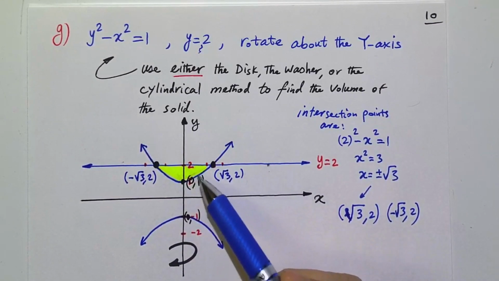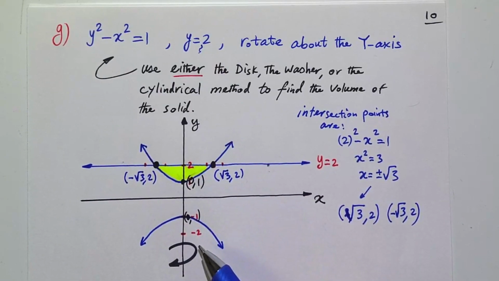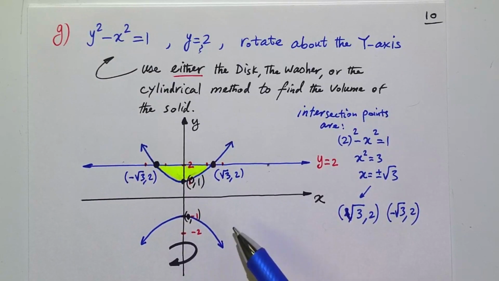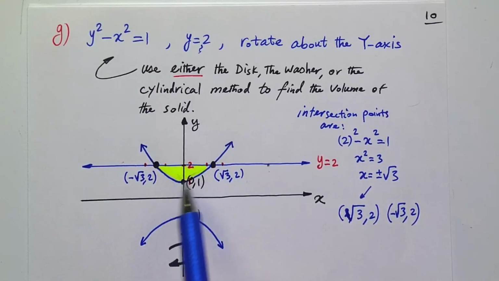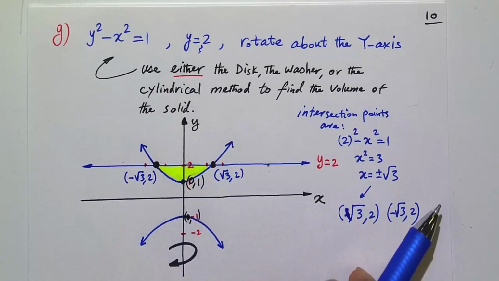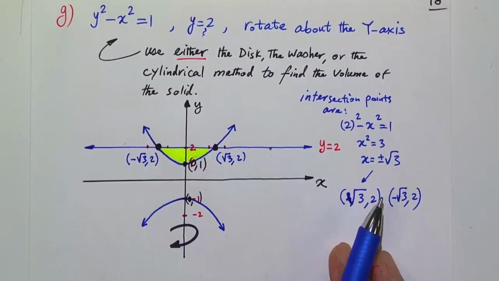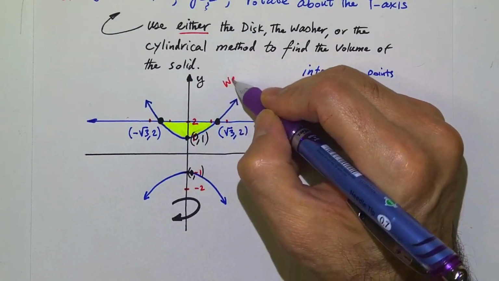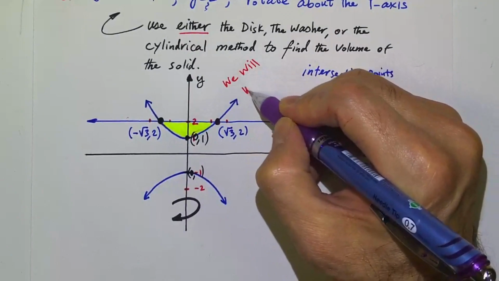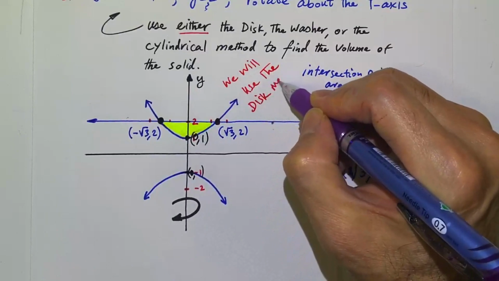So we're going to rotate this region about the y-axis and calculate the volume of the solid that this is going to generate. It seems to me that the disk method will perform just fine. They give us the option: disk, washer, or the cylindrical method. So I'd say we will use the disk method.